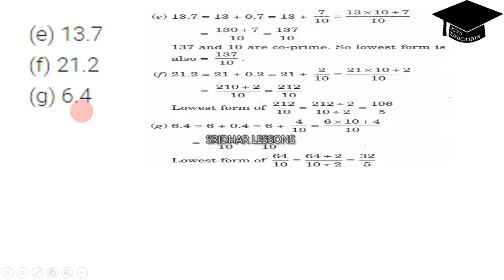Next one is 6.4. 6.4 can be written as 6 plus 0.4. That is 6 plus 4 by 10. Taking LCM as 10, 6 into 10 plus 4. That means 64 by 10. 2 can be cancelled in 64, 32 times, and 2 can be cancelled in 10, 5 times. 32 by 5 is the lowest form of 64 by 10.